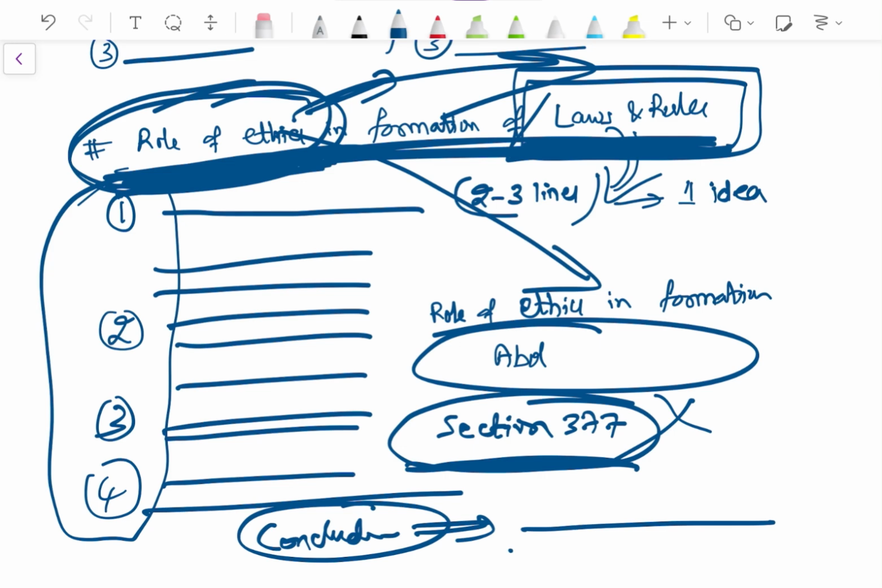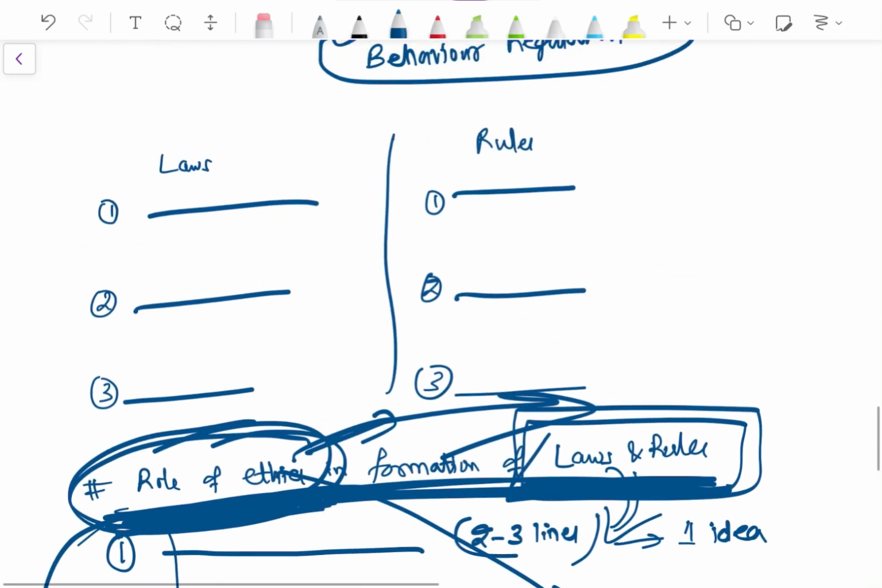Conclude. So it is necessary. You can write, it is necessary that laws are based on ethical standards of the society, and the government also must respect the ethics of society while framing laws. Okay? And the government can also be an enforcer of ethical standards through lawmaking, like marital rape. Marital rape is unethical, so the government has to make a law on marital rape, right? So that can be the conclusion.